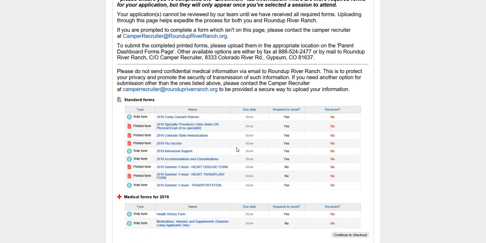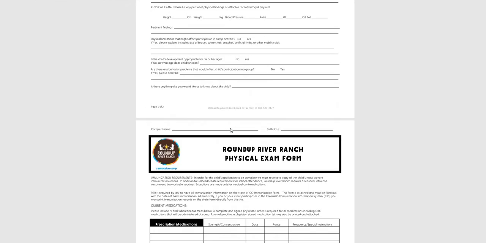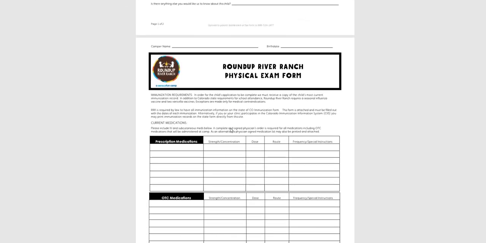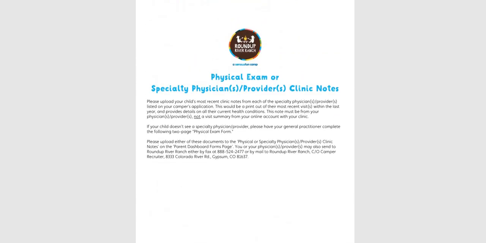On this page you'll see our camper with a diagnosis for summer camp needs our camp consent waivers filled out, our specialty provider clinic notes, or a physical exam if they don't see a specialist. We know a few of our campers don't see a specialist, so a physical exam will work fine for that. And with that, we have our own physical form that you can open up and take to your provider if that's the case. Any of our printed forms, you'll be able to open a PDF document, print that out, and take it to your doctor's office.